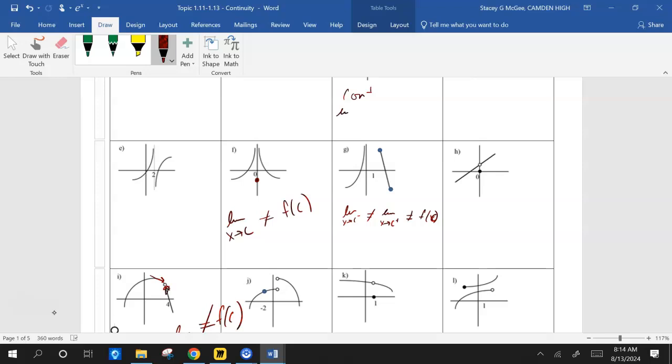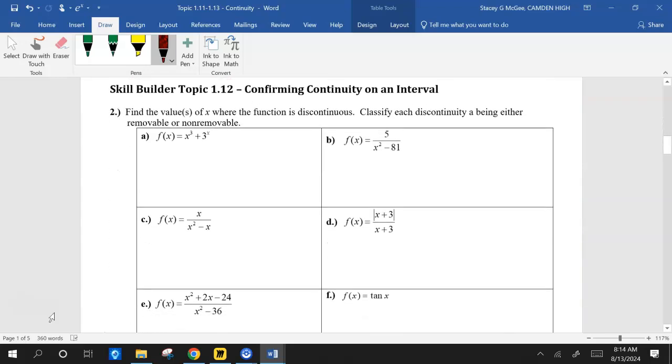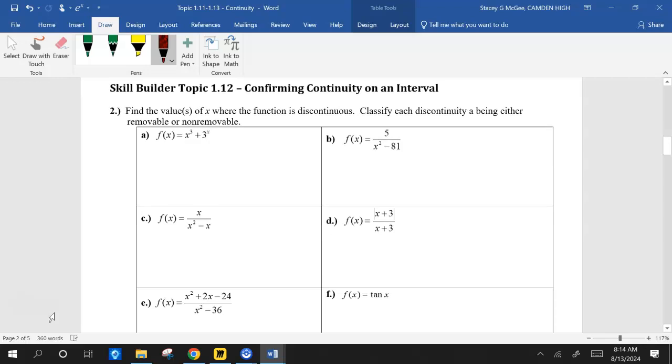We need to move on from this. This was the easy part. All right, section 2. Find the values of x where the function is discontinuous. Classify each discontinuity. So if I'm not piecewise, then there's only 2 things that I'm looking for. Piecewise would give me my jumps, right, and possibly my holes. If I'm not piecewise, then I'm looking for asymptotes and holes, both occurring when denominators equal 0.